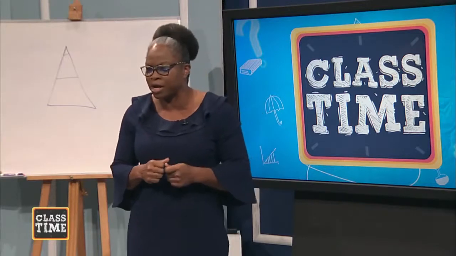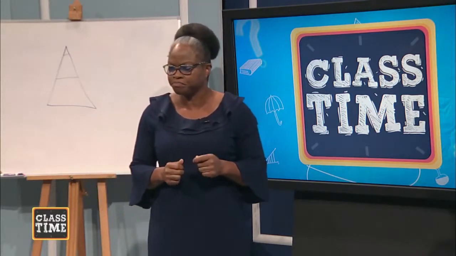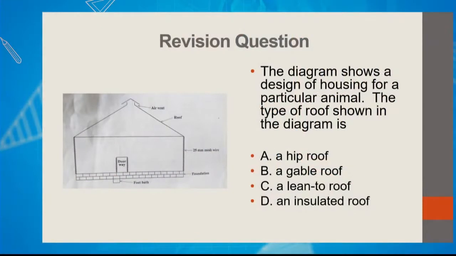Let us recap by looking at this revision question. The diagram shows a design of housing for a particular animal. As you look at that house, students, I know you know the animal that should be in that house, right? The type of roof shown in the diagram is the answer A, a hip roof? Is it B, a gable roof? C, a lean-to roof? Or D, an insulated roof? Write down your answers. At the end of the presentation, I want you to match your answers with mine.